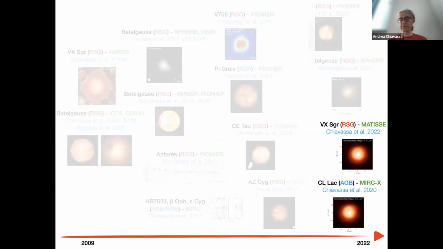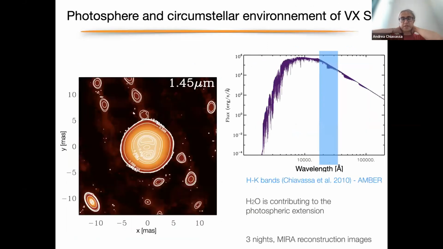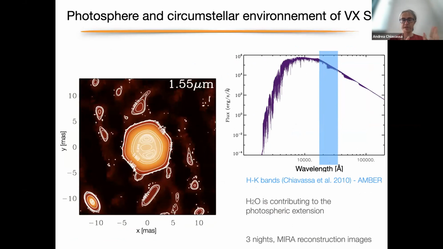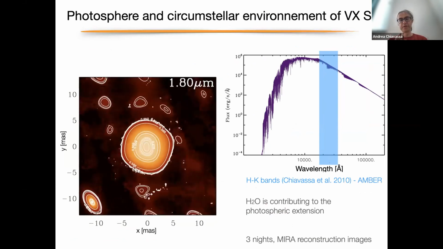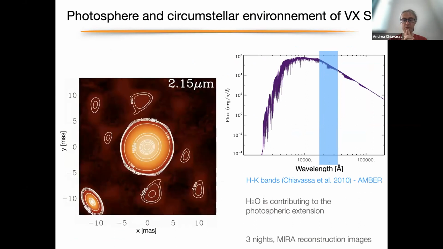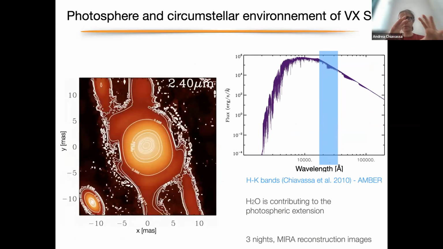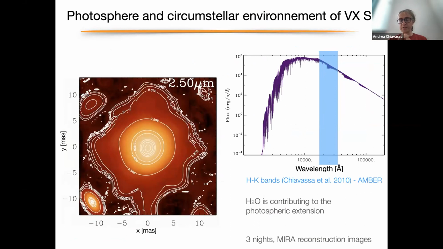I go to my second example here for the last minutes I have. This is the VX Sagittarii red supergiant we observed with the guaranteed time for MATISSE. In 2010, with Marcus, Florentin, Chiavassa et al., we made an observation of this star in the H band with AMBER, in which we had a really clear wavelength dependence. These are reconstructed images with MIRA for 3 nights. And we see really the star is becoming bigger. We found that this photospheric extension was due to the presence of water in this star. And of course, we saw also the convective pattern thanks to the 3D simulation.